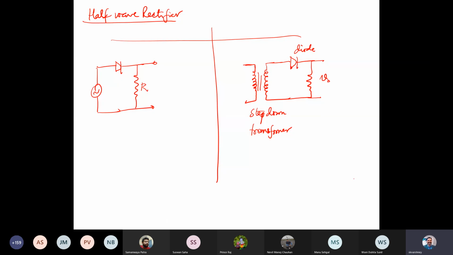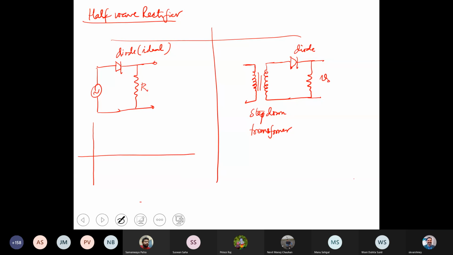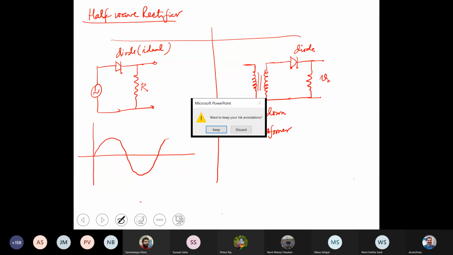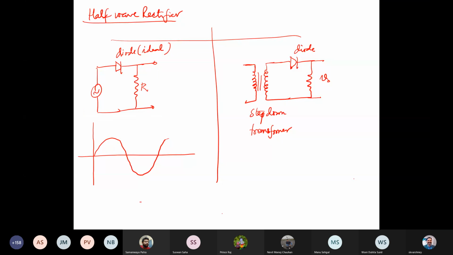So let's say, if I consider this diode as ideal, let's say this is the input, input 0, voltage, and time on this side: 0, this is T/2, and let's say this is T. It has a maximum voltage, peak voltage, let's say input voltage Vm, right? So we can see that the diode is going to be forward biased.